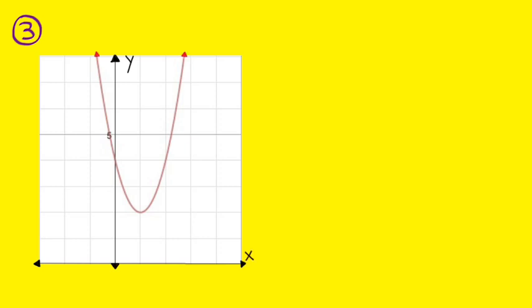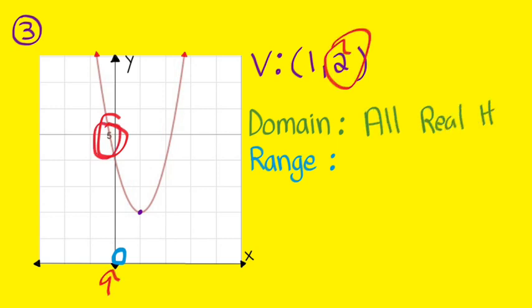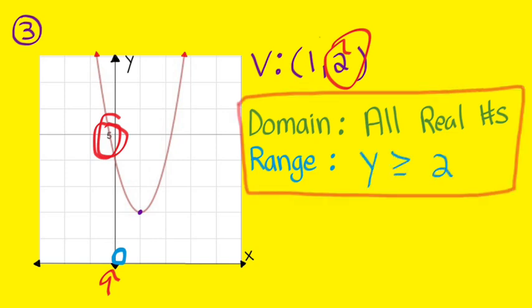Okay, let's go ahead and practice this one now. Find your vertex first. And our vertex is 1, 2. Our domain is always all real numbers. And our range has that limit. The lowest it can go is 2. So we'd have to say that y can be equal to or greater than 2.